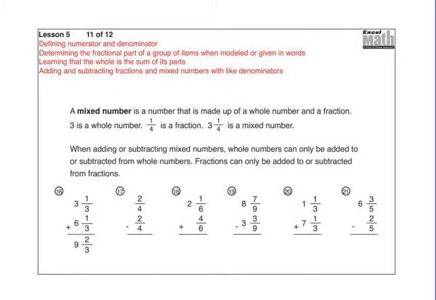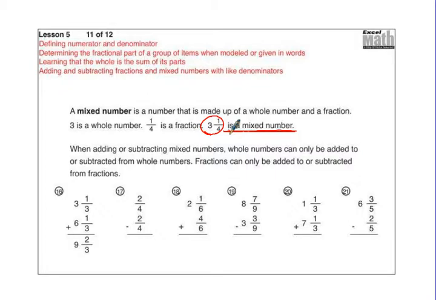And our last part here, a mixed number is a number that is made up of a whole number and a fraction. 3 is a whole number, 1/4 is a fraction, so 3 and 1/4 is a mixed number. A lot of kids forget this. Let's get this into your head right now. 3 and 1/4 is a mixed number.